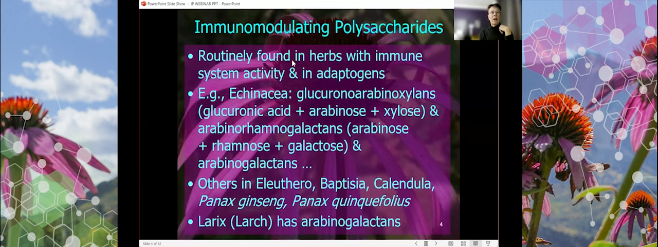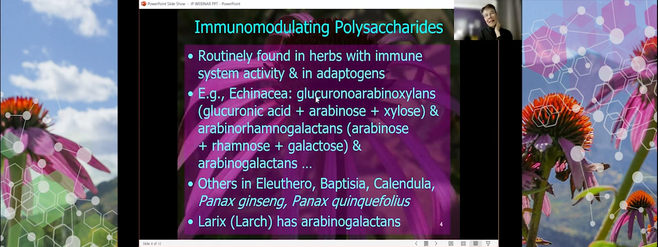Okay, so IP are routinely found in herbs with immune system activity and also in our adaptogens, which also have immune system activity, right? And I say routinely here because we used to think they were only in a few different things, but the more we started looking for them, we discovered they're really quite widespread in herbs for the immune system and adaptogens. They're popping up everywhere, and in the medicinal mushrooms also, right? Which are also herbs for the immune system and adaptogens.